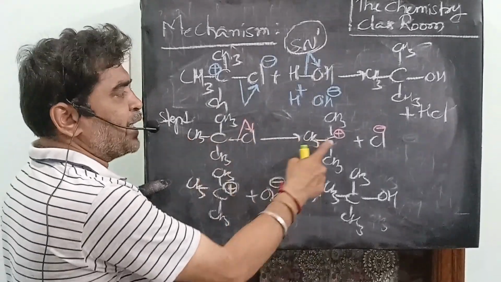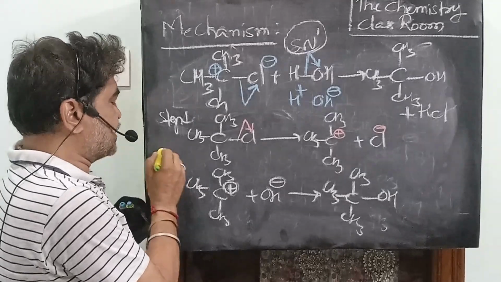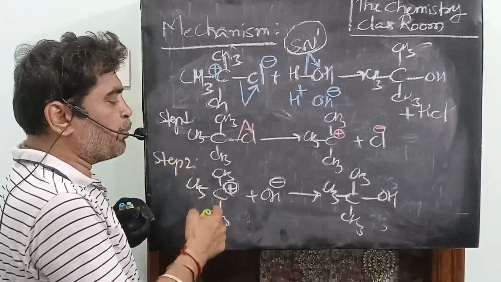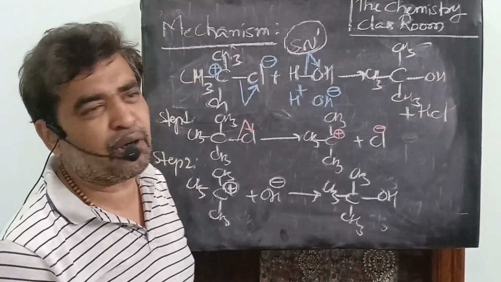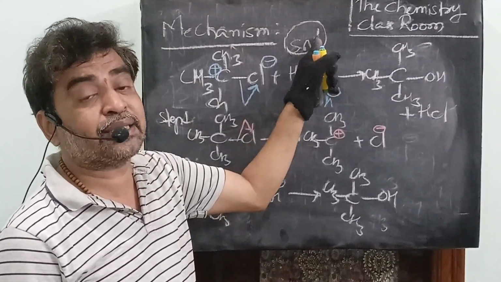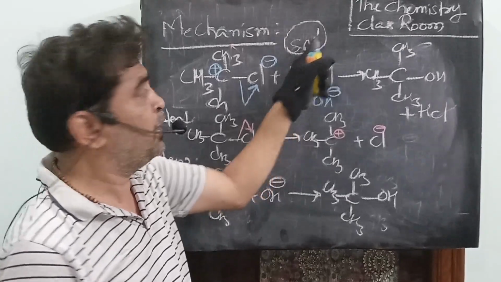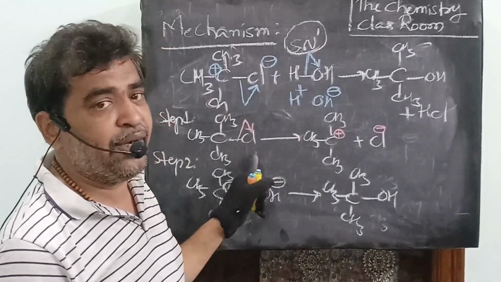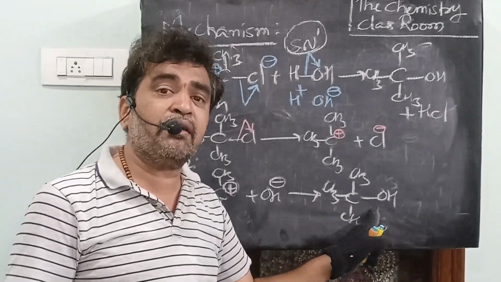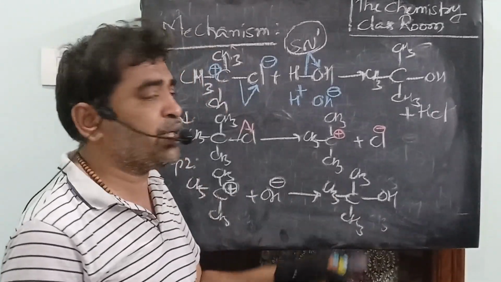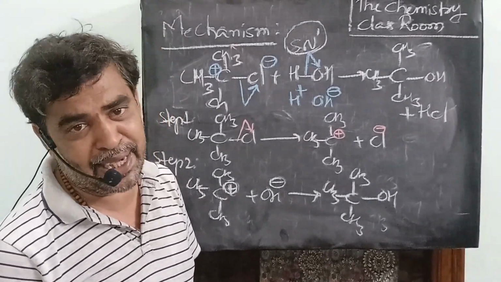In the first step the tertiary carbocation is formed. In the second step, the tertiary carbocation reacts with the nucleophile, so automatically the compound is formed. That's why the mechanism is SN1 mechanism for this reaction. So the tertiary chloride reacts with the OH minus ion and tertiary alcohol is formed. This reaction undergoes SN1 mechanism.